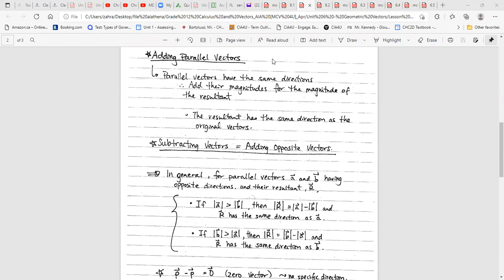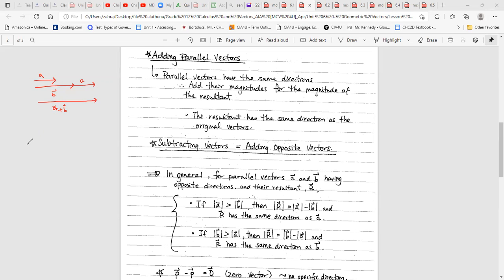Here, adding parallel vectors. If two vectors are parallel, let's say here is A and here is B. To add them, you successively add them, put them after each other, and you just add the magnitudes. So this resultant is going to be A plus B. So you're just adding, say this is 2 meters per second, this is 3 meters per second. So the addition is going to be 2 plus 3, it's going to be 5 meters per second. You just simply add it.